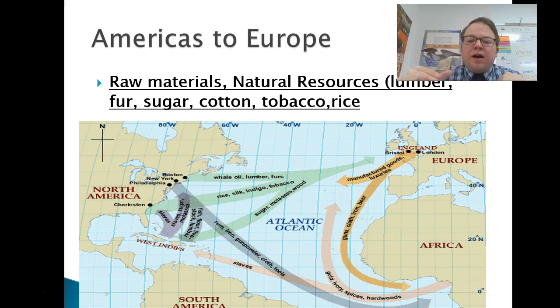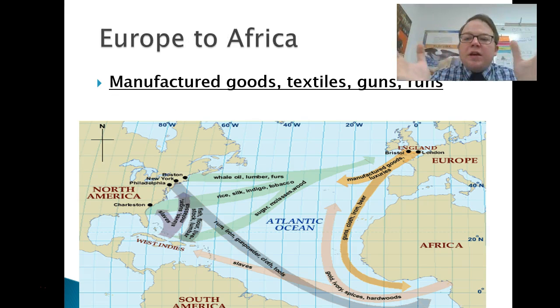And so you can see how there are multiple different triangular trades going on, but they're all going from one way to the other. Then there might be one inside of the finished products and things like that. So Europe to Africa, same map.